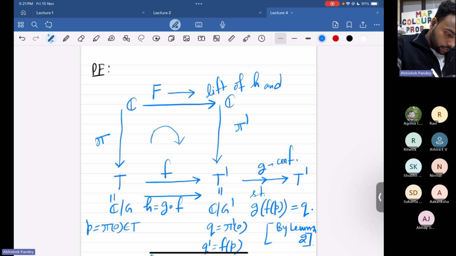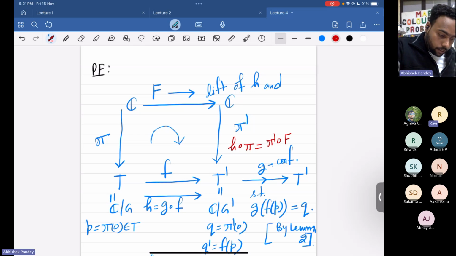So basically, this capital F will satisfy what? Let us see. Pi composition H, isn't it? Oh, sorry. This is H composition pi, which equals pi dash composition F. This is the thing, right?